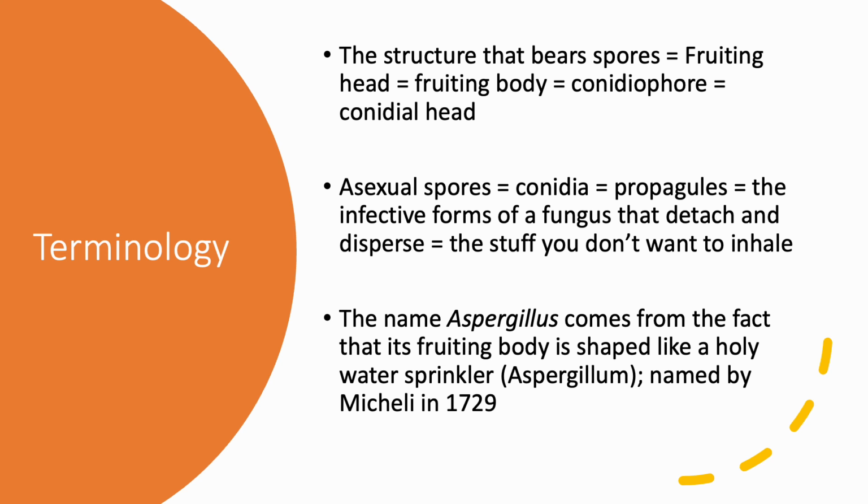So just to summarize what we learned, the structure that bears the spores is called a fruiting head or fruiting body or conidiophore or a conidial head. The asexual spores are known as conidia or propagules or just spores. They are the infective forms of a fungus that detach and disperse. That's the stuff that you don't want to inhale.